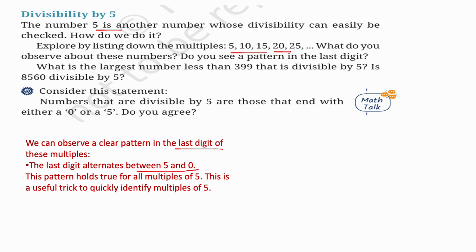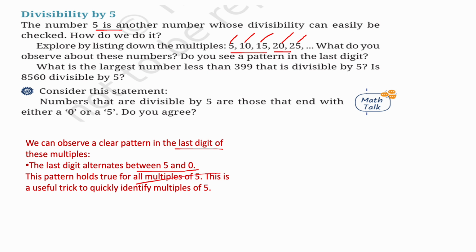Look at this pattern. See, 5, the last digit is 5. Then 10, last digit is 0. 15, last digit is 5. 20, last digit is 0. 25, last digit is 5. So, the last digit alternates between 5 and 0. This pattern holds true for all multiples of 5.